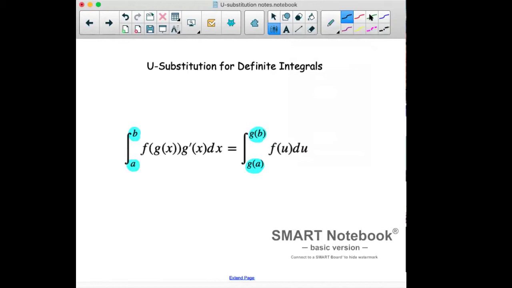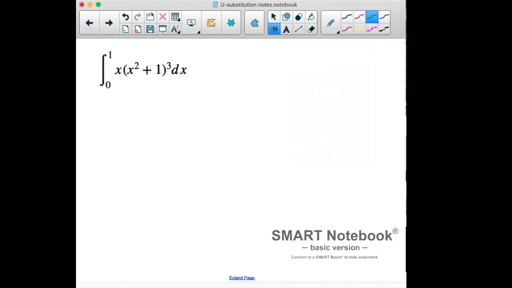So let's see what this actually looks like in an example. We're going to find the integral from 0 to 1 of x squared plus 1 cubed. The first thing I notice is I do have an inside function. That's going to be my x squared plus 1. So I'm going to let u equal x squared plus 1.